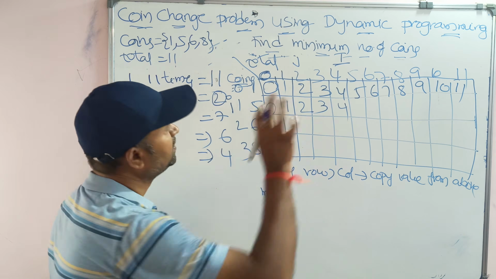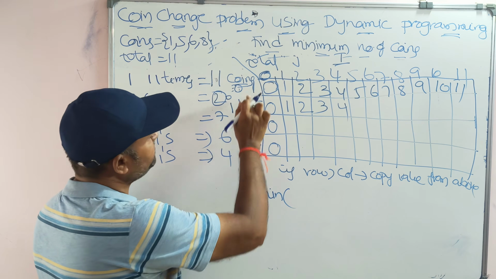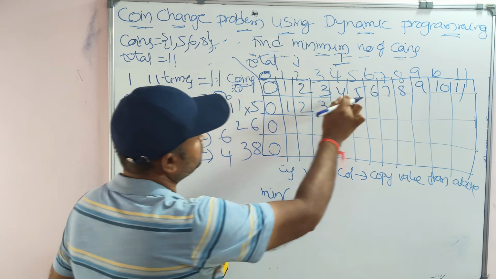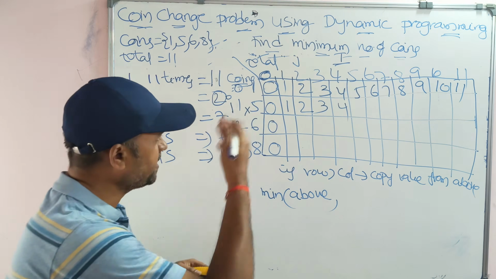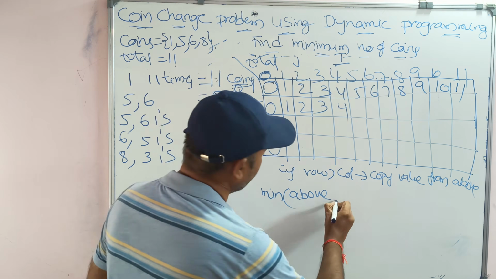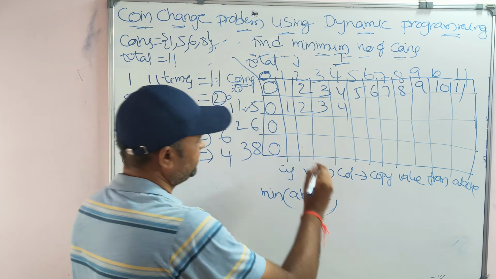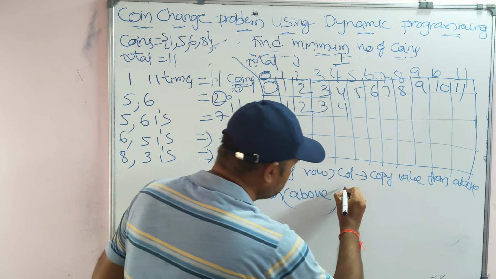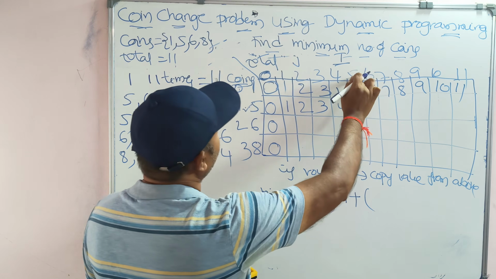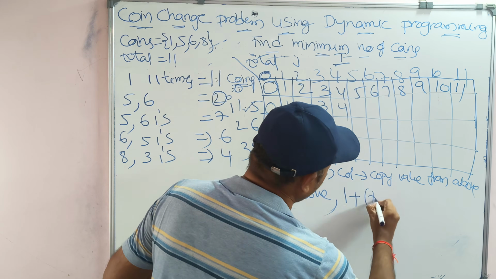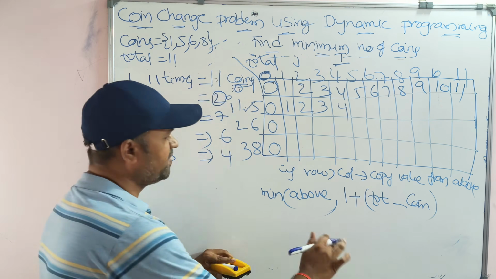So now let us see the approach. Here we have to find the minimum number of coins. If we exclude this coin, that means we are including only the old coins, so we have to consider the above cell value. So minimum of the above cell value, comma. Next, if we include this coin, here we are including a new coin, so that's why we have to write 1. So 1 plus, here what is the total? Here we have 5. So total minus, we have to subtract the coin. So this is the formula which we have to use.